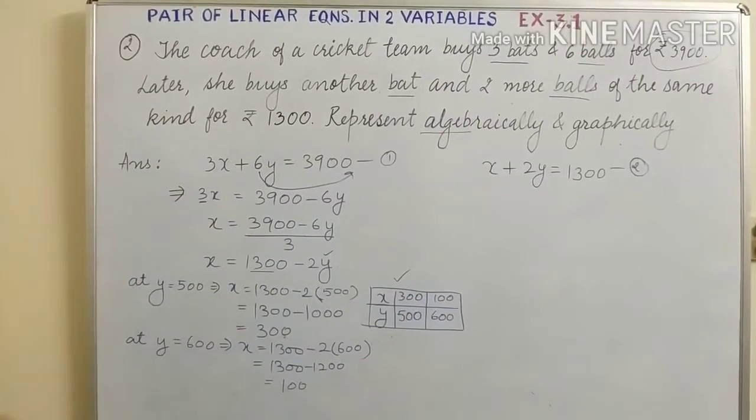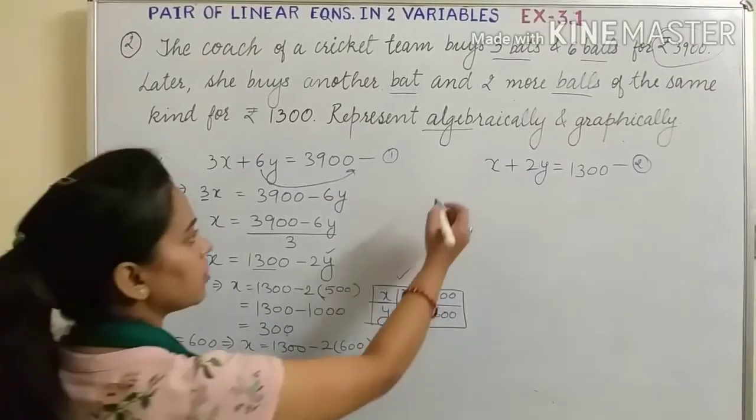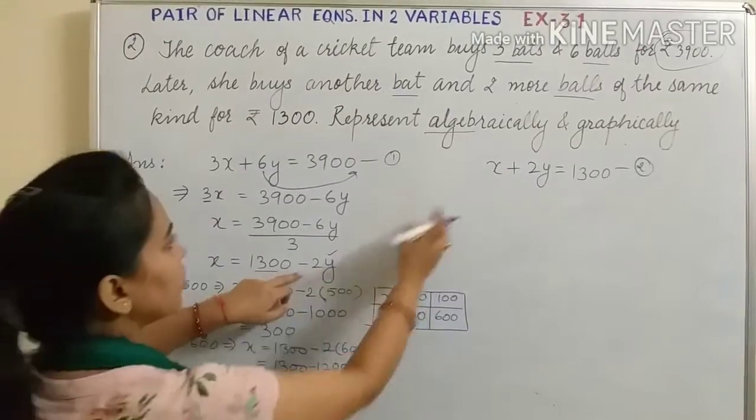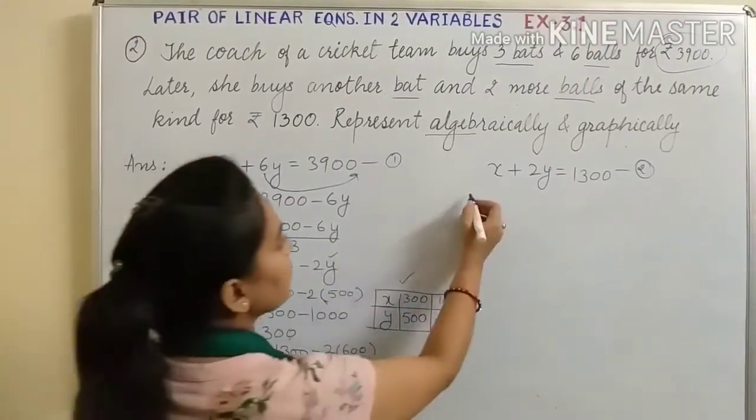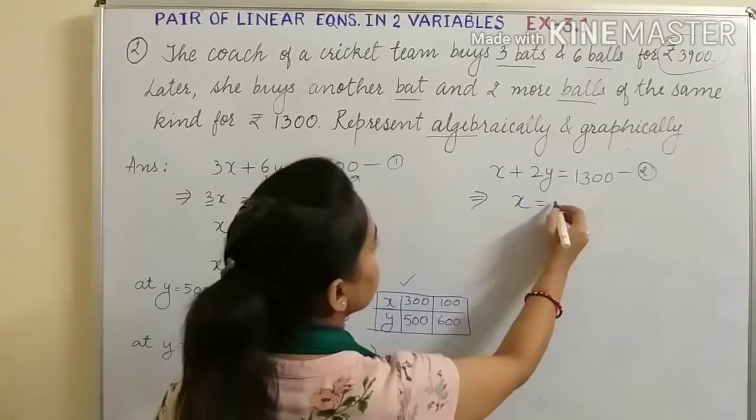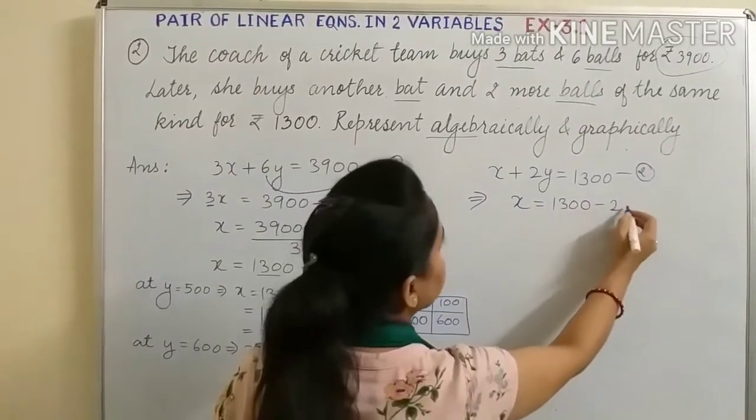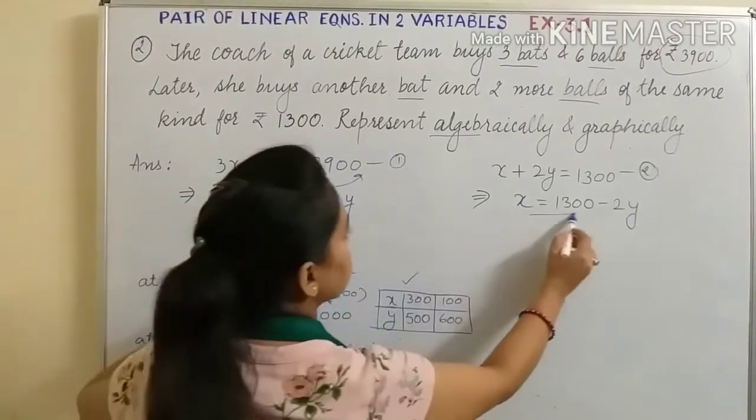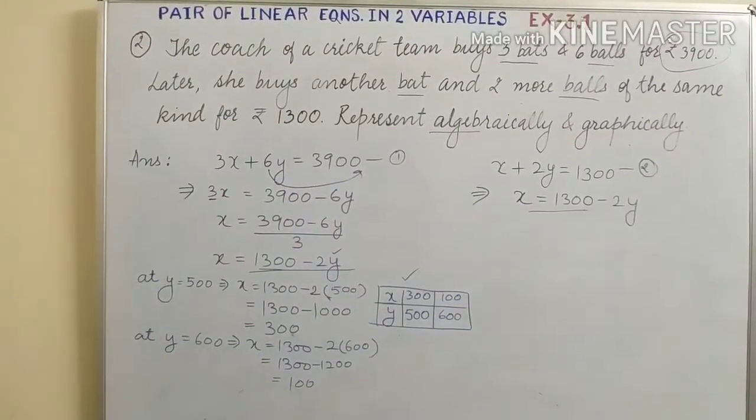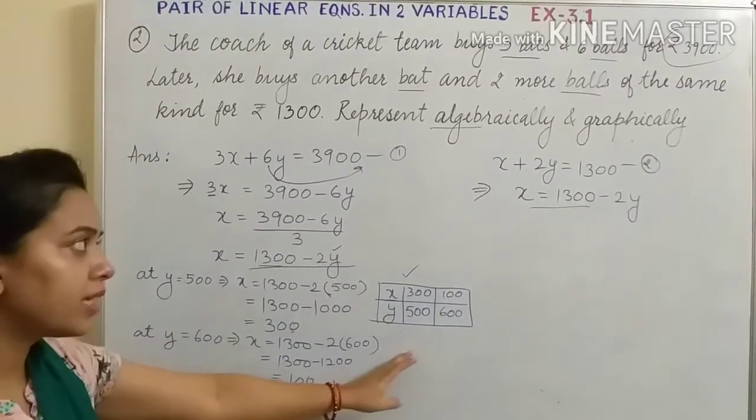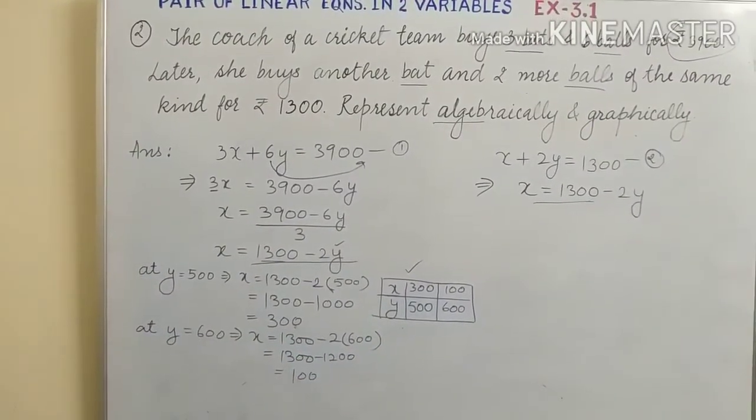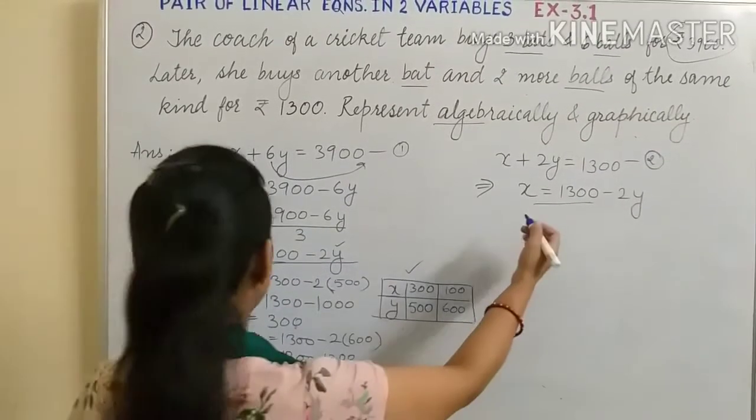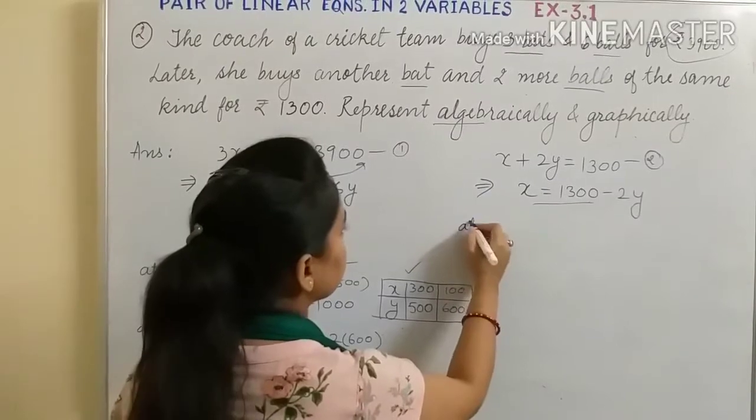Now let's solve for the second equation. One more thing, you can see that both the equations are same, because when we write it like x equal to 1300 minus 2y, you can see both of these equations are same. That means again the values will be same. You can take different other values other than this, but the graph will be same because the equations are same. Let us plot by taking different values.